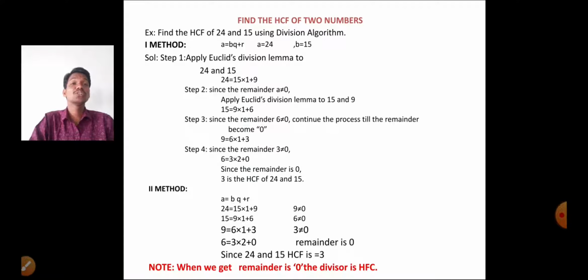Since the remainder is not equal to 0, apply Euclid division lemma to 15 and 9. 15 is the dividend, 9 is the divisor. 9 once is 9. Remaining how much remainder is there? 6. So we write 15 equals 9 into 1 plus 6. Here 6 is not equal to 0, meaning the remainder is not equal to 0. So step 3: since the remainder 6 is not equal to 0, continue the process till the remainder becomes 0.